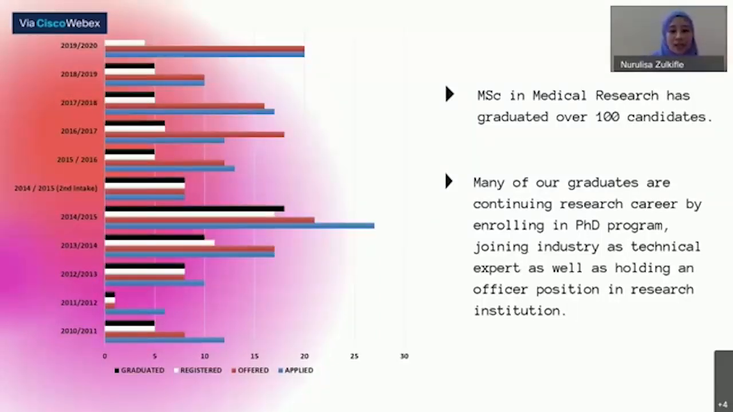Usually we have about 10 to 20 applications. The applied ones in the graph are the blue ones. We usually issue the offer letter to all applicants that pass the minimum requirement as highlighted by Dr. Nur Hazwani. And usually around 5 to 10 students are registered per academic year.